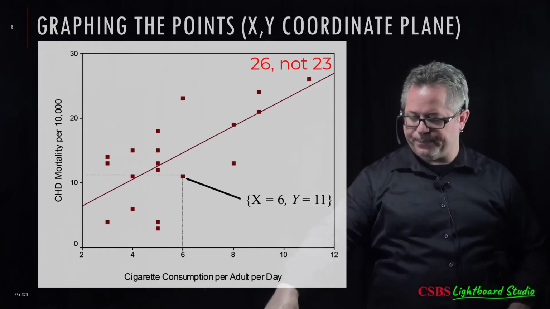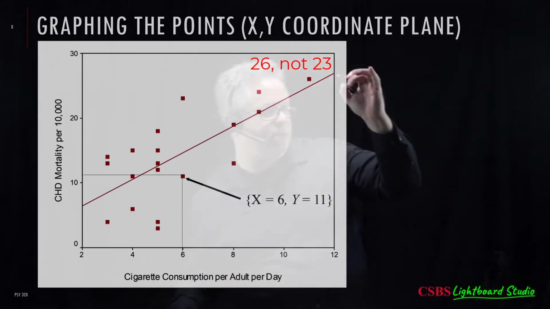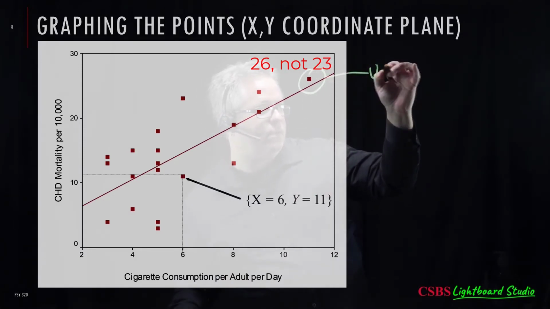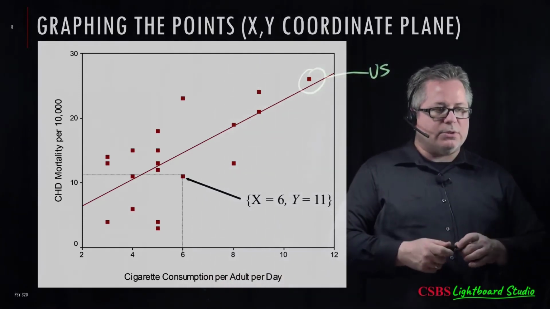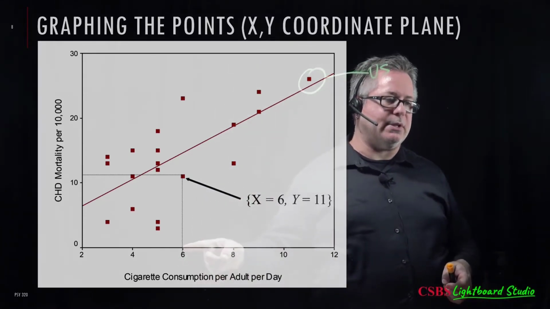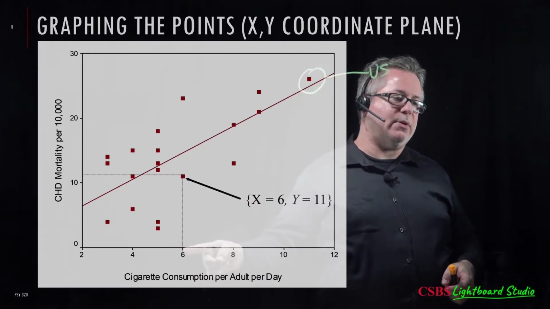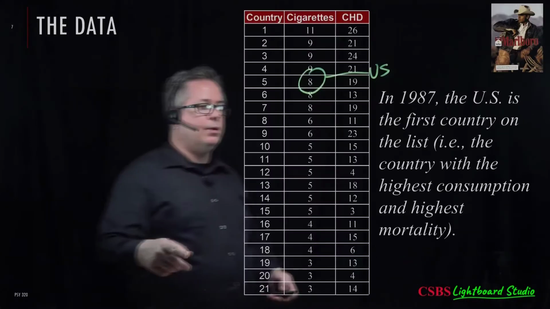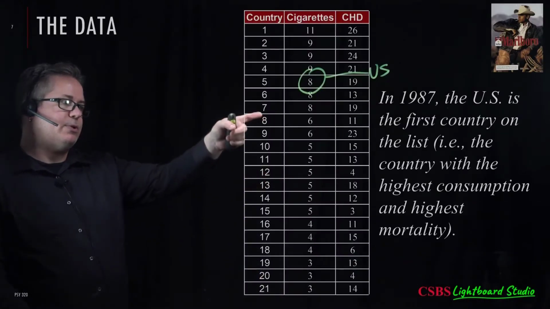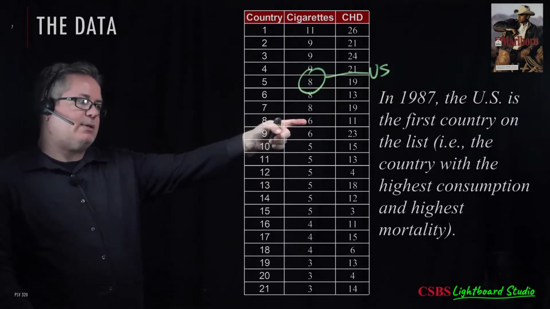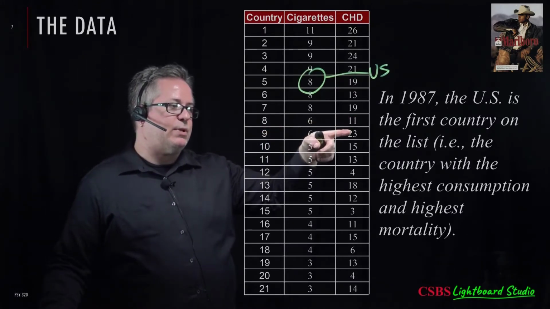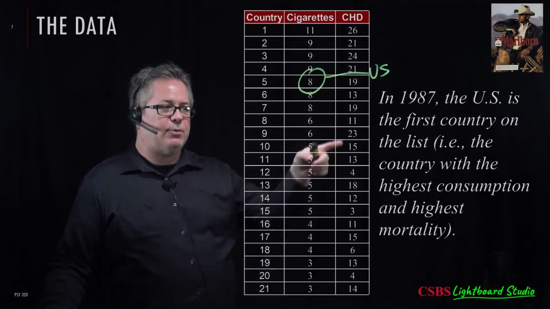Okay, so here's the U.S., good old U.S. of A. And we can look at other ones. The one I happen to point out here is 6 cigarettes per adult per day. Now there are two countries, country 8 and country 9. They both have 6 cigarettes per adult per day, but one has 11 and the other has 23 deaths per 10,000. That's a pretty big difference.